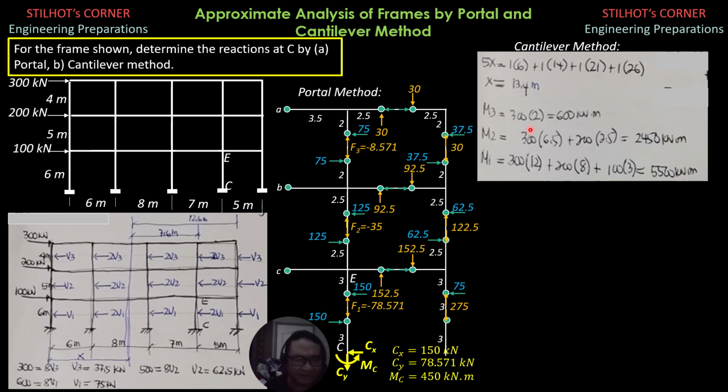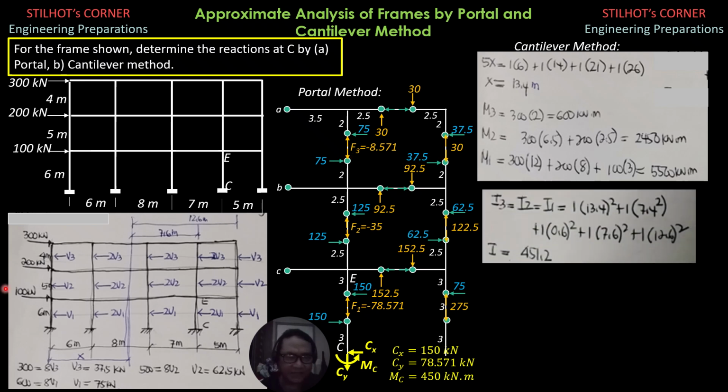So moment at level 3 is equal to 300 times 2, so 600 kilonewton meter. At level 2, 300 times 6.5, that is 4 plus 2.5, plus 300 times 2.5, so you'll get 2,450 kilonewton meter. At level 1, 300 times 12, plus 200 times 8, plus 100 times half of 6, which is 3. So 5,500 kilonewton meter. From there, we can solve the axial forces at this point and at this point.